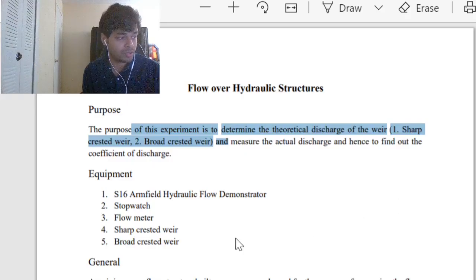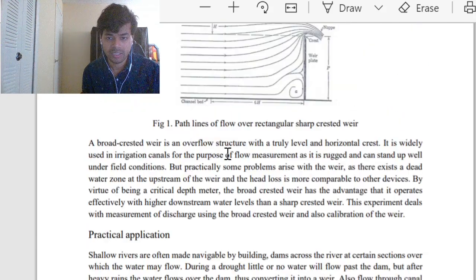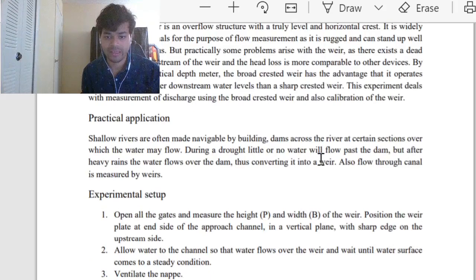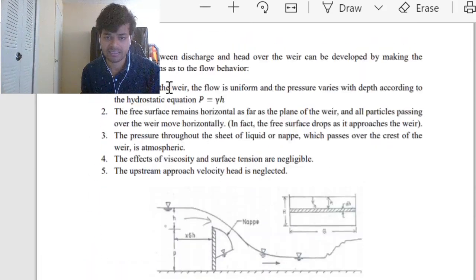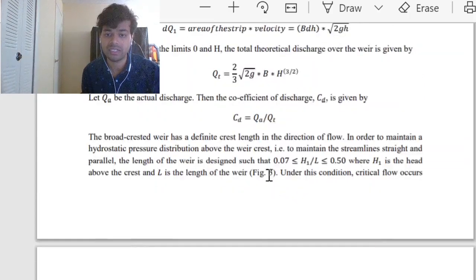This is your lab manual, and if you go down, here is the flow profile for the sharp crested weir. This is the experimental setup, and this is our assumption. Based on this assumption, we can derive the formula for the theoretical discharge for the sharp crested weir, and this is called the Cd. What is Cd? Cd is basically actual discharge divided by theoretical discharge. So this is the ratio.